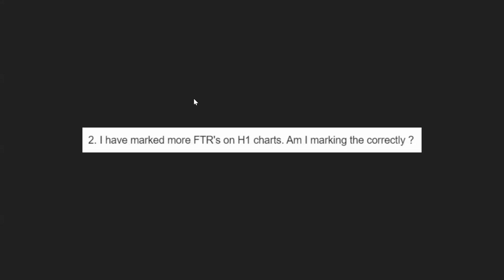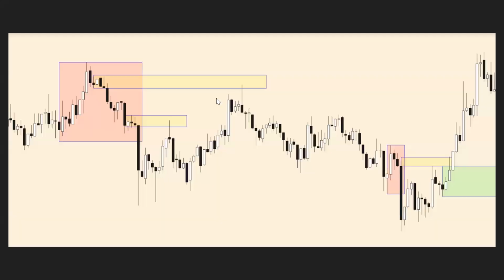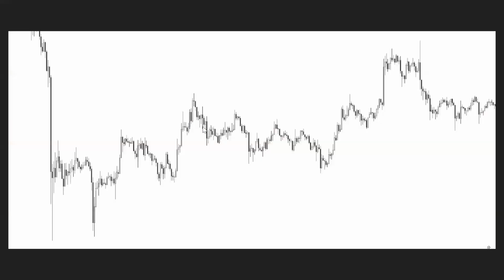I have marked more FTRs on H1 charts. Am I marking them correctly? Let's have a look. So this is a FUSD hourly chart, and it looks like you've marked some relevant areas here, but I'll just go over a fresh chart of the same section, the price section, to show you how I'd interpret price here.